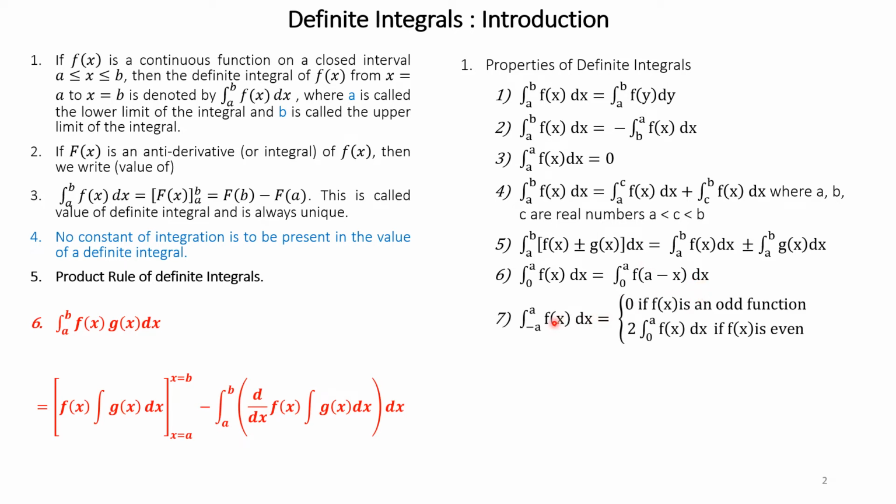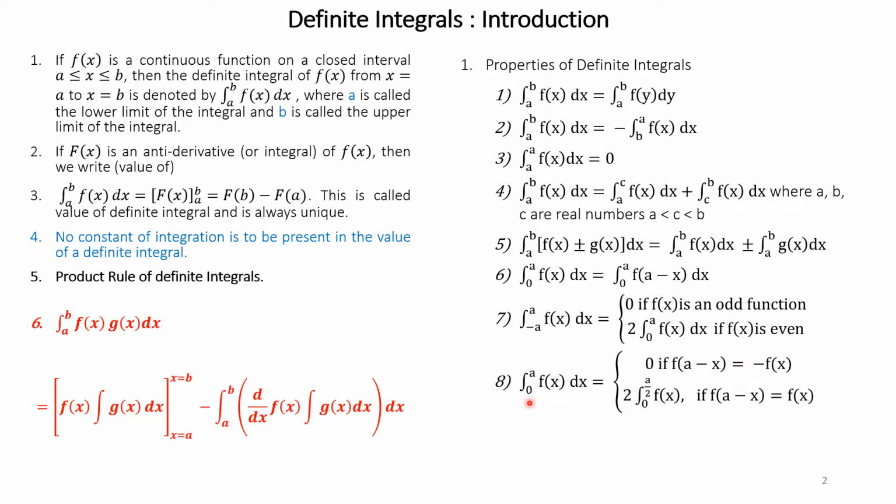Property number 7: the integral from minus a to a, that is, the limit spreading on the negative side as well as the positive side, of f of x dx, equals 0 if f of x is an odd function, and equals 2 times the integral from 0 to a of f of x dx if f of x is even.